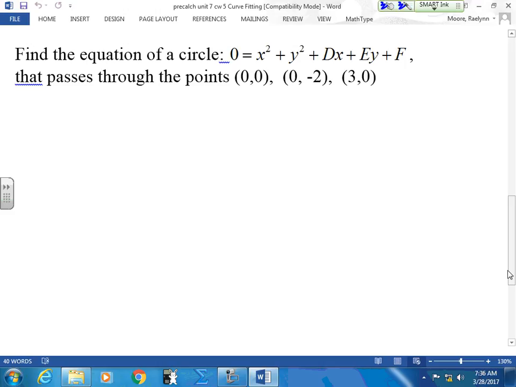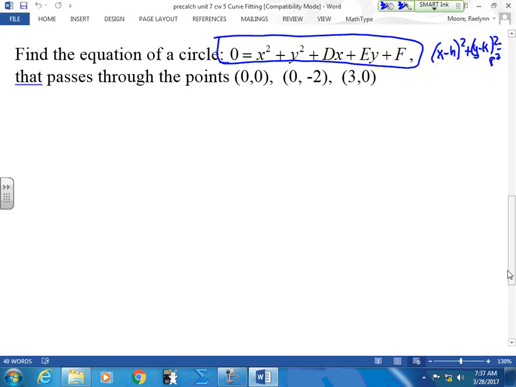Here's your formula of a circle. This is your standard formula. If you had this, you would complete the square to get your actual (x minus h) squared plus (y minus k) squared equals r squared. You would have to complete the square to get there. But we're not making you do that. All we're asking you to do is find D, E, and F, and just plug it back into this. Again, these are the 3 points we give you.